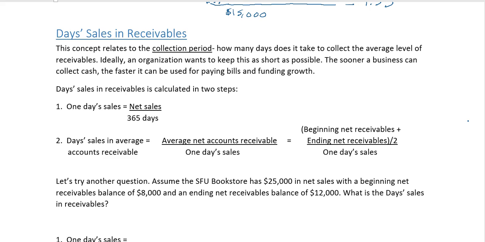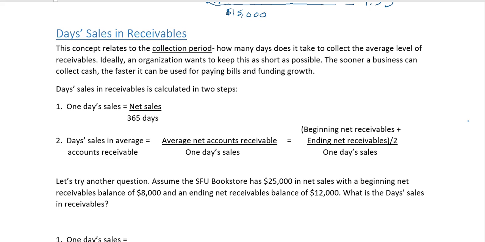So there are a couple steps to figuring this one out. First, you just figure out 1 day sales. Take your total net sales and divide it by 365 days. That'll give you sales dollars per day. And number two, day sales in average AR. You take your average net AR and you divide it by 1 day sales, which you calculated in the last step. So the average AR is just your beginning net AR and your ending net AR, and you divide that number by 2. So taking average, like we've done before.